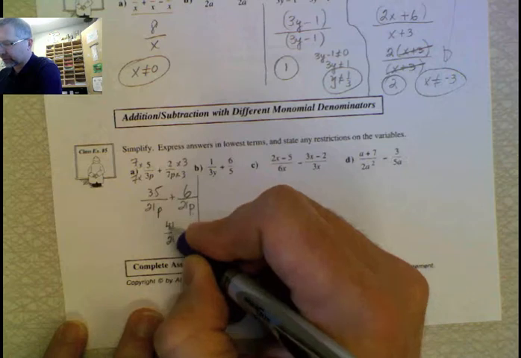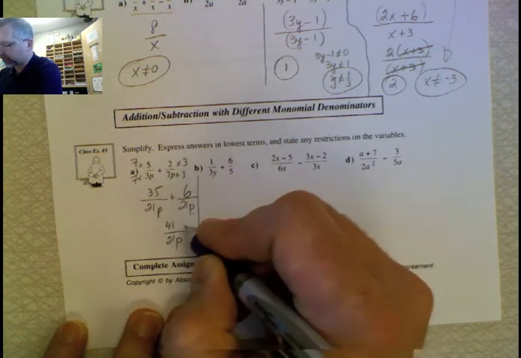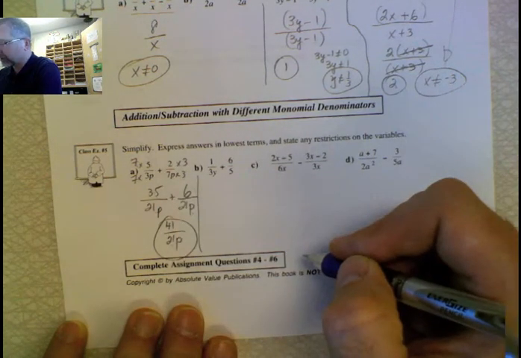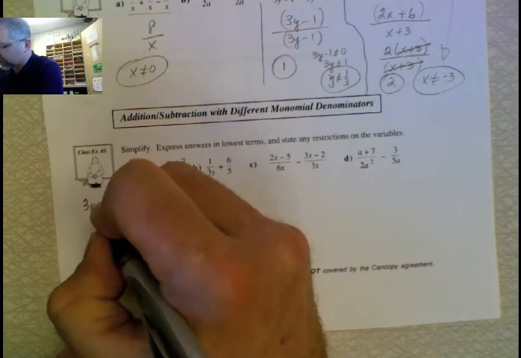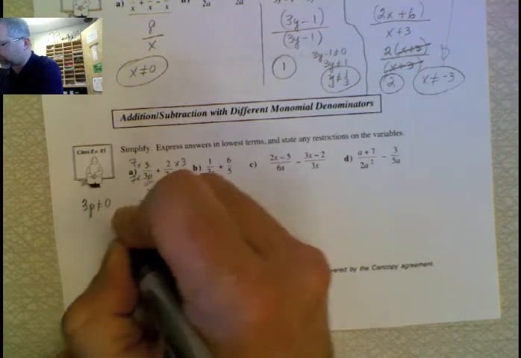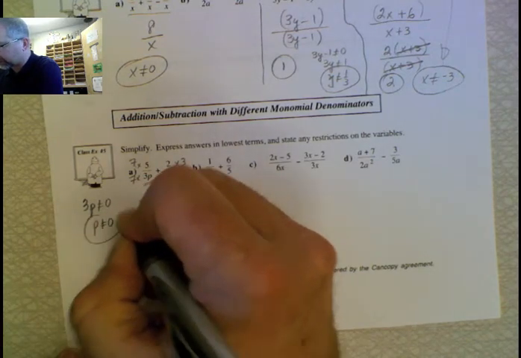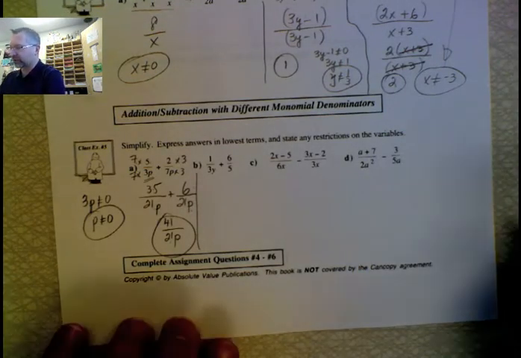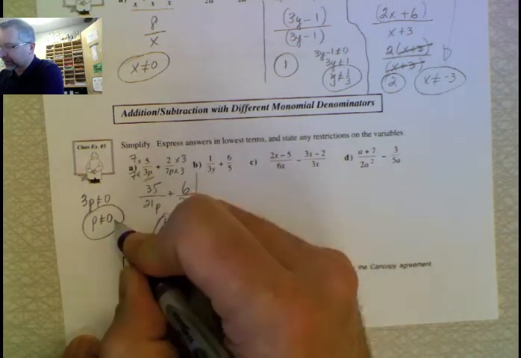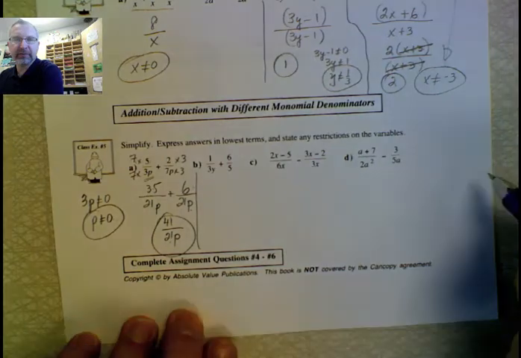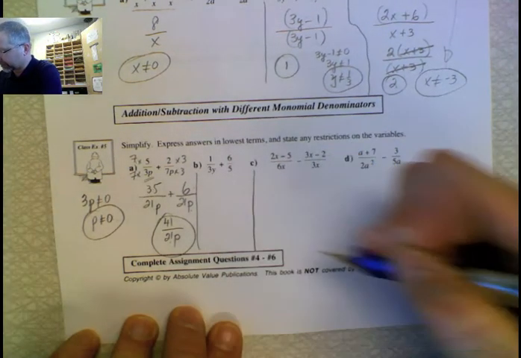And in this case, there is no number that divides evenly into 41 and 21, so that's our answer. But they also want us to look at the restrictions. So if I have 3p cannot equal 0 and I divide by 3, I still get p cannot equal 0 as a restriction. If I look at 7p cannot equal 0 and you divide by 7, you also get p cannot be equal to 0 as a restriction.